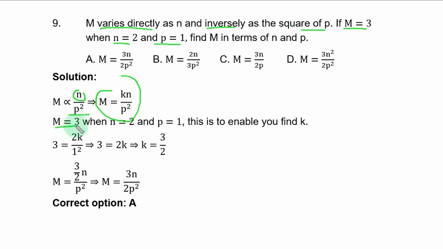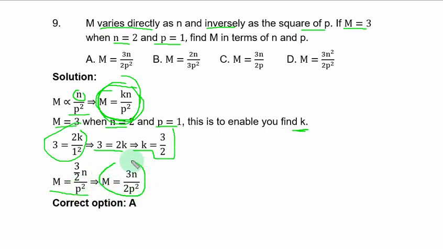The reason why m is equal to 3, n is equal to 2, and p is equal to 1 is to enable you find k. So you come here, you replace m and p with what they stand for in this form. So you have 1 squared is 1. So you have 3 equal to 2k. Divide both sides by 2. K is equal to 3 over 2. To find m in terms of n and p simply means you come here and you replace k with 3 over 2. You have it in this form. Now this 2 is allowed to come down and multiply p squared. So you have m equal to 3n over 2p squared. A is the correct option.